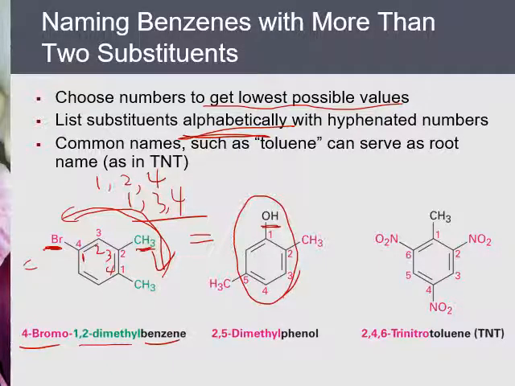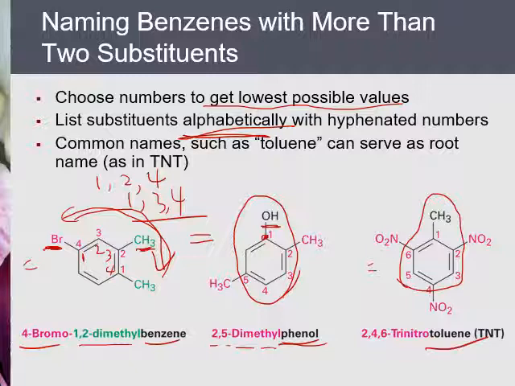In the second molecule, the first thing you recognize is a hydroxy attached to benzene has a common name called phenol, and therefore we choose phenol as its root name instead of benzene. Then the functional group carbon is automatically chosen as number 1. So 1, 2, 3, 4, 5, and therefore the name is 2,5-dimethylphenol.